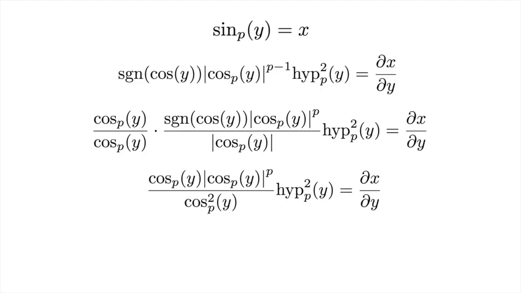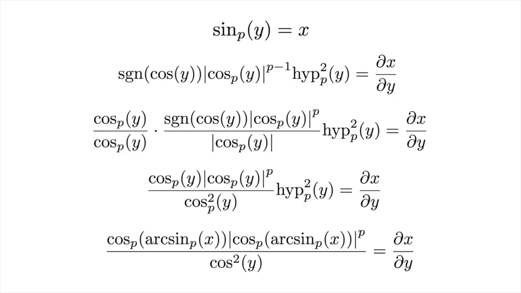We can get rid of the absolute value in the denominator and consolidate everything, keeping the terms separated on either side of the fraction bar. It's clear to see that the hype squared term will cancel with factors in the denominator, and we'll also replace the y's in the numerator with arc sine base p of x's.